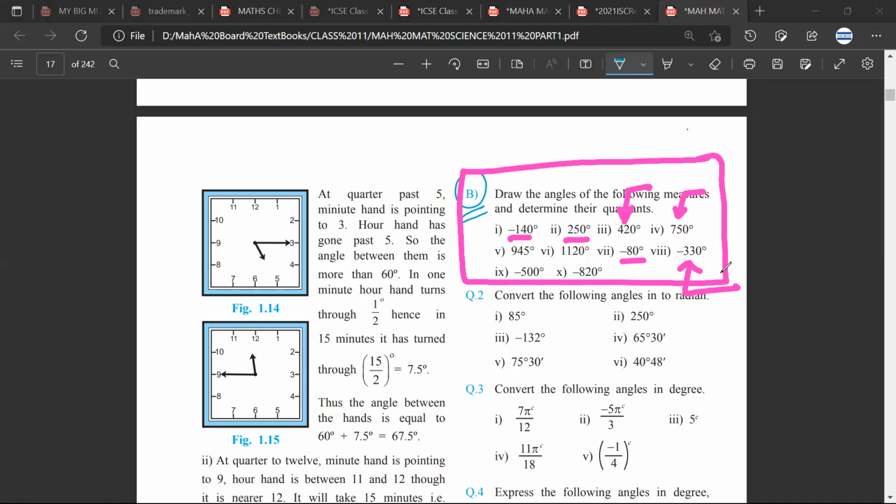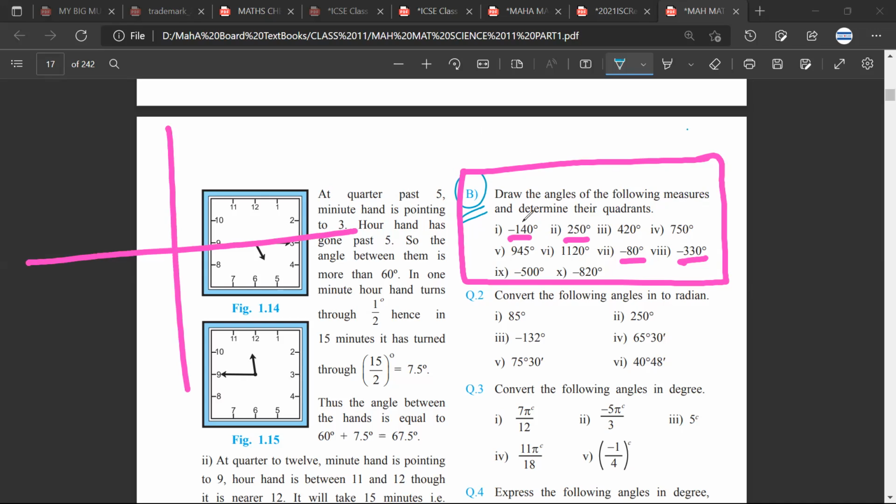So let us focus on the easier questions first, and then we'll understand the tricky ones. So we understand minus 140, 250, we understand minus 80, minus 330. So let me draw these angles first, rough angles.